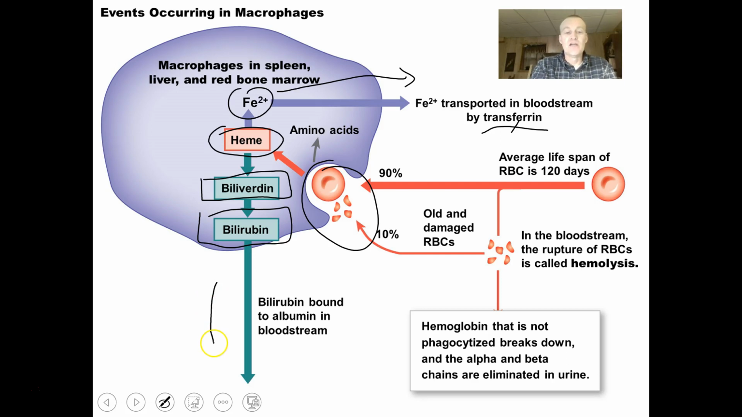Bilirubin is then going to make its way to the liver. It is bound to a protein, albumin, and that goes to the blood and circulates through the bloodstream, but eventually gets to the liver to be taken out of circulation.